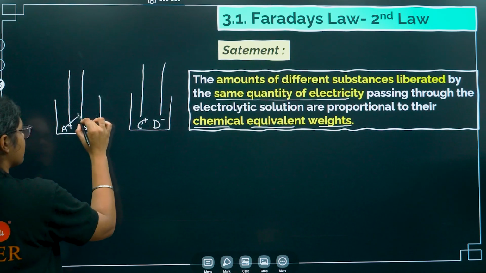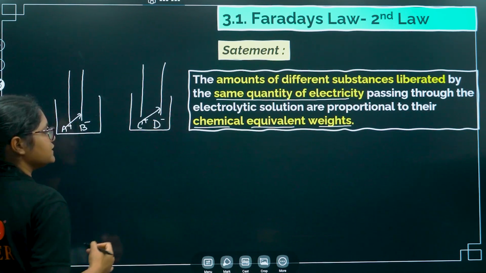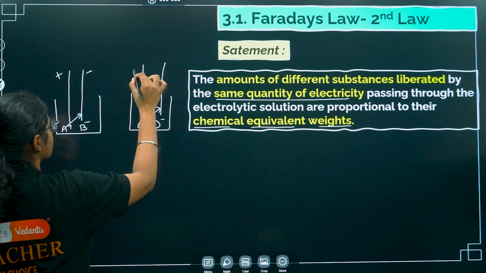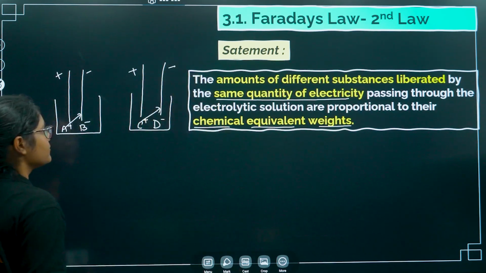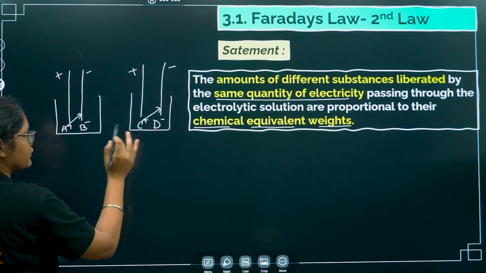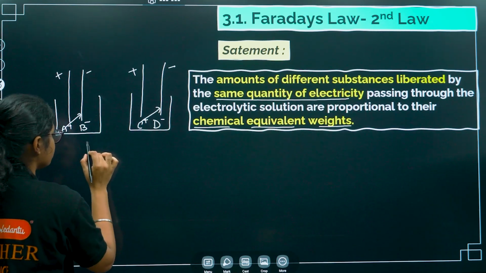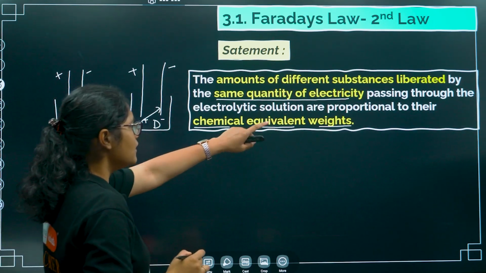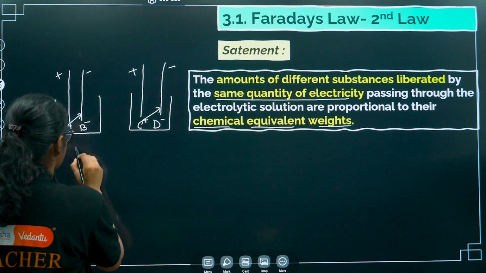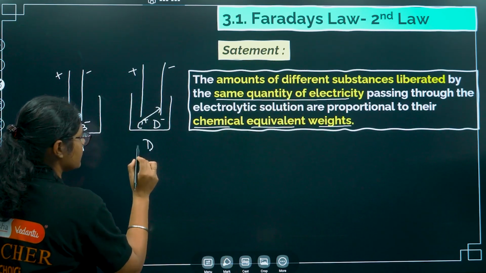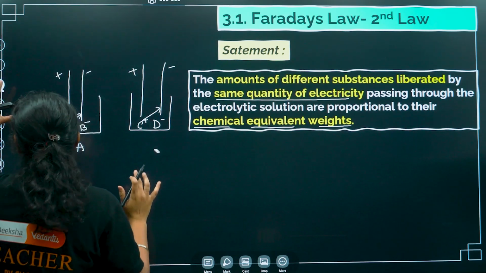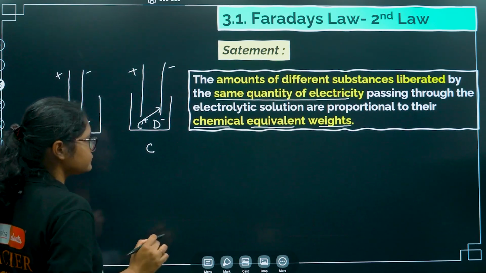Now what will happen? A will deposit here and C will deposit here. This is your anode, right? This is anode, this is cathode, this is anode, again this is cathode, right? So now what does it say? If the same current is passed to both the electrolytic solutions, then the amount of different substances liberated, so here what will be liberated? A and C. So A and C will be liberated here, right?